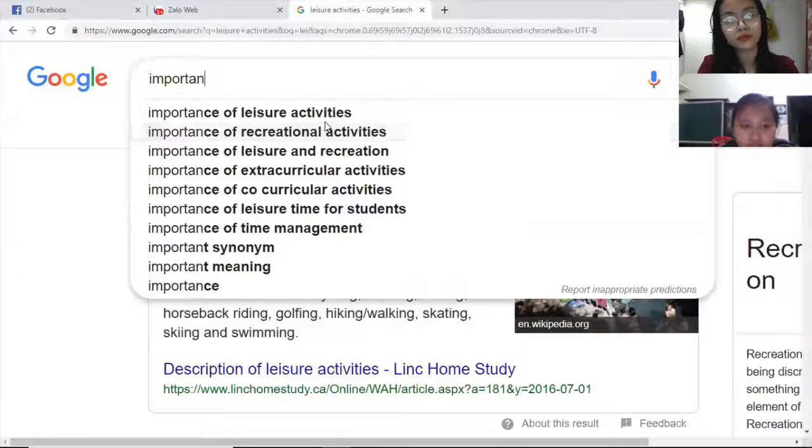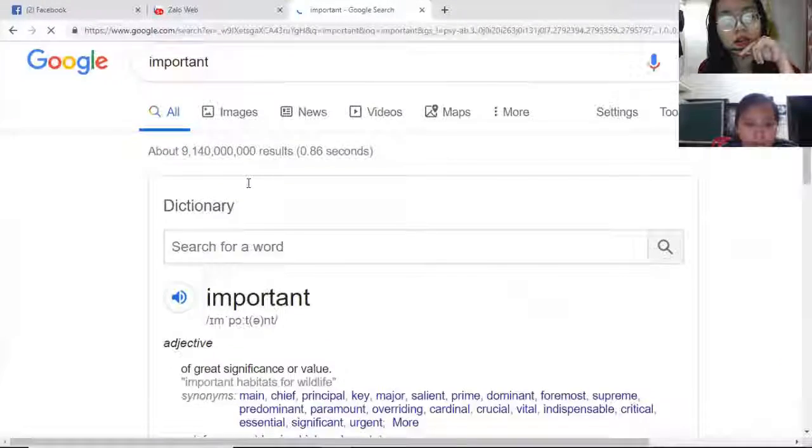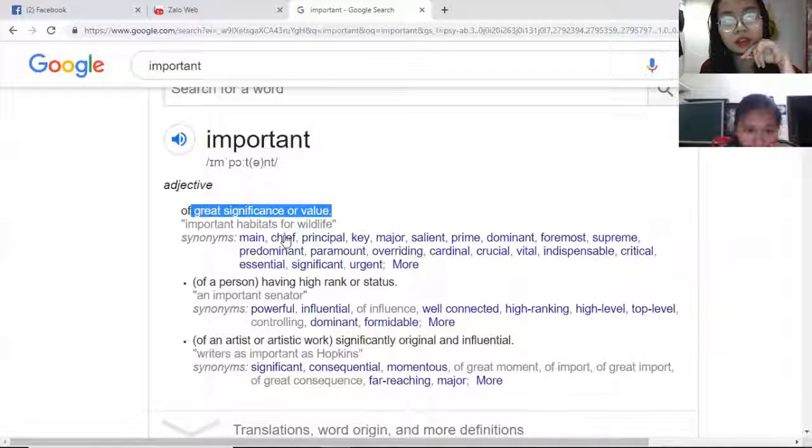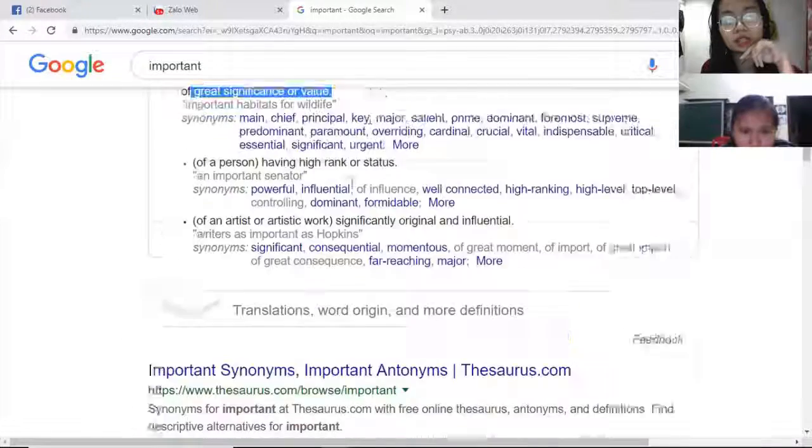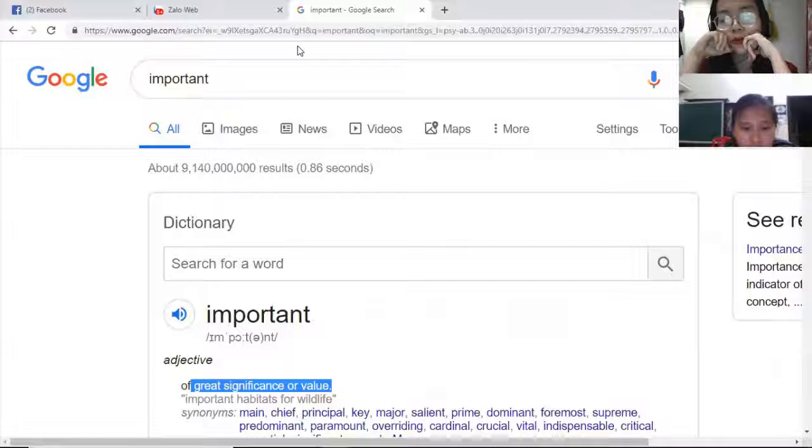What is important? Okay, important is great significance or value. Difficult to understand, right? Okay, for example, if something is important to you, this means that no one can take it. You do not allow them to take it from you. You have something important and you don't want anybody to take it from you.